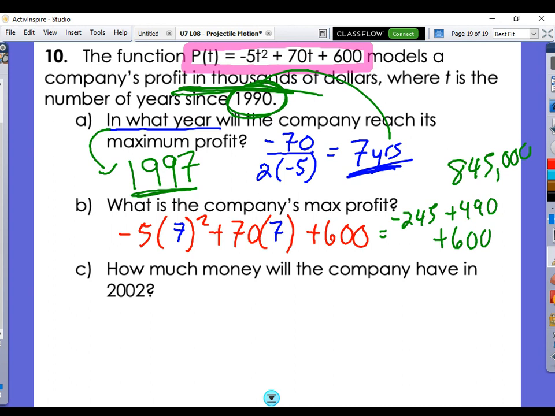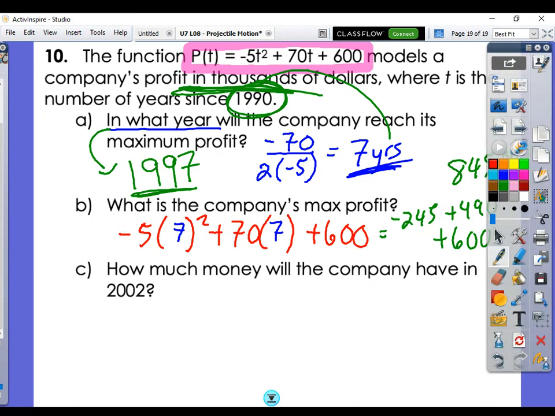Last but not least, you say, well, how much profit will the company make in the year 2002? The only difference here is we're still going to plug in like we plugged in the 7, but for 2002 we've got to figure out what number to plug in, because you do not want to plug in 2002. You want to figure out how many years it's been since 1990. So 1990 to 2000 is 10 years. So 2002 means that my t value, my time, is 12, right? It's going to be 12 years.